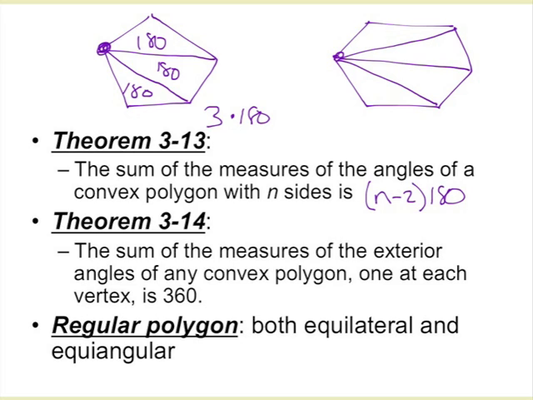The sum of the measures of the exterior angles, theorem 14 says, is 360. Always. No matter what kind of a figure it is, if it's convex, the outside angles will add up to 360.